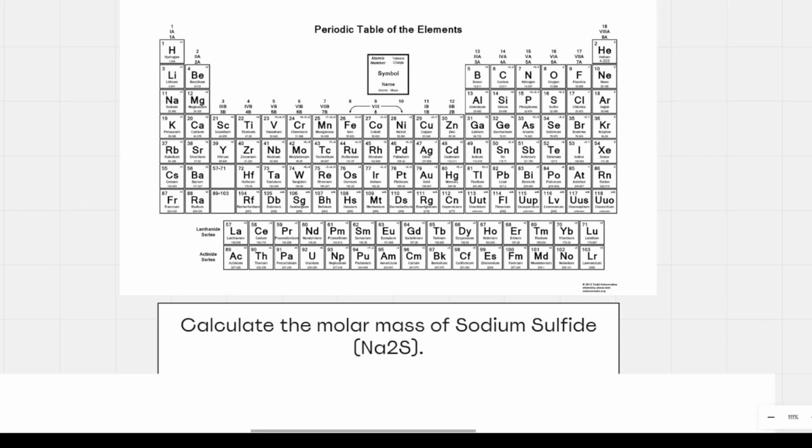So you would want to take the average atomic mass that's listed on the periodic table. For example, sodium has an AAM of 23 and sulfur has an AAM of 32, I believe. You would take those average atomic masses and then look at the amounts of each element present in the substance. So for example, Na is 2, whereas S is 1. So I would do 23 times 2, and then for sulfide or sulfur, I would do 32 times 1. Then after I have those separate calculations, I would add them together.